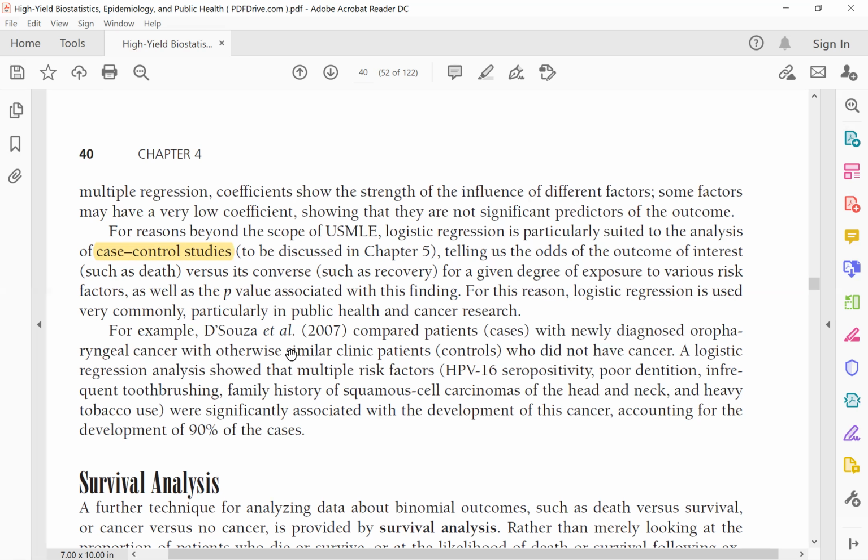For example, a study compared patients, the cases or case group, with newly diagnosed oropharyngeal cancer with otherwise similar clinic patients, the controls, who did not have cancer. A logistic regression analysis showed that multiple risk factors, including those shown here, were significantly associated with the development of this cancer, accounting for the development of 90% of cases.